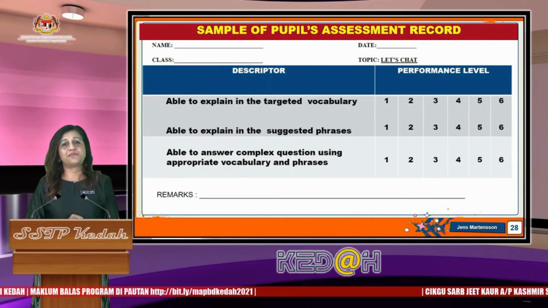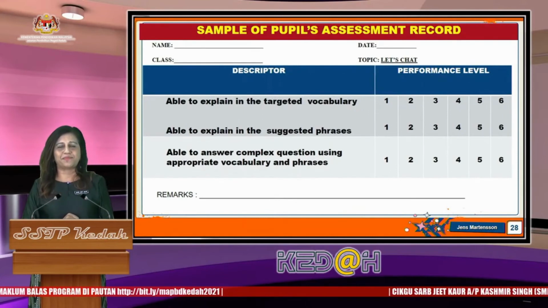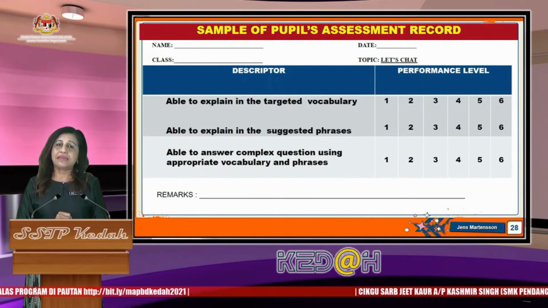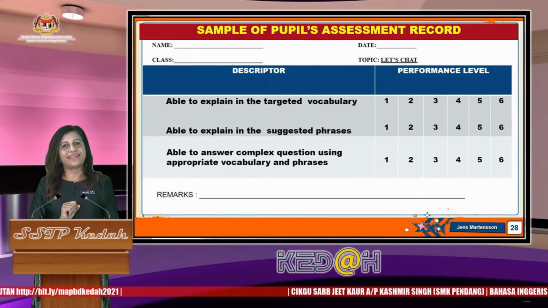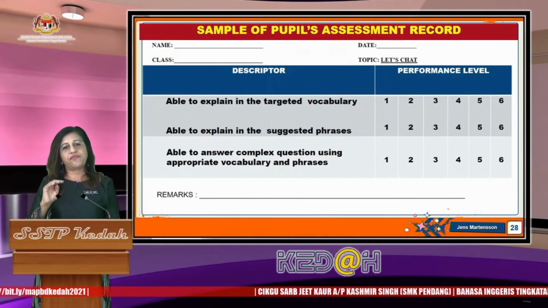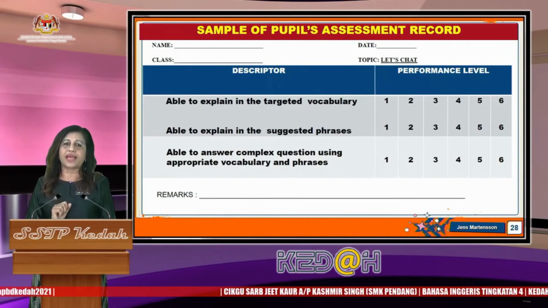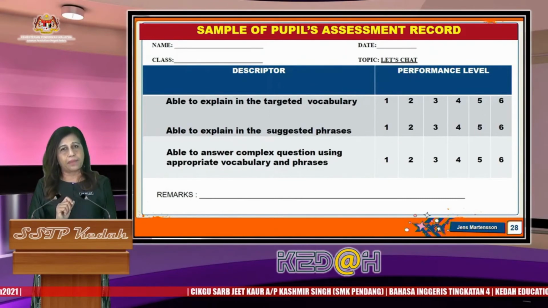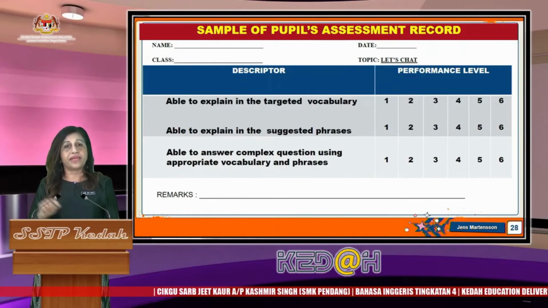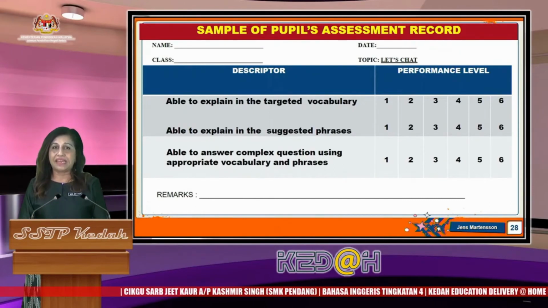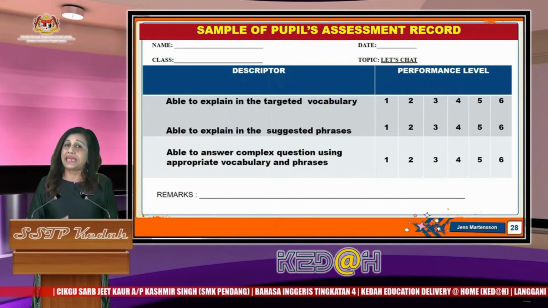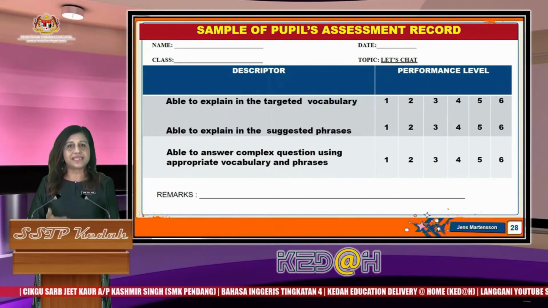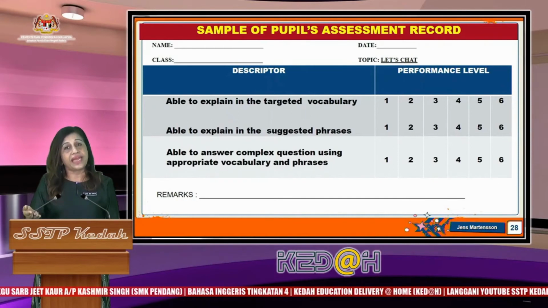This is my sample of a pupil assessment record. I've done it according to my pupils' ability. If you look at the descriptor, teachers, the first descriptor says able to explain using targeted vocabulary. Targeted vocabulary is the vocabulary given in the textbook, and also able to explain using the suggested phrases. Suggested phrases here are the phrases shared in the textbook.